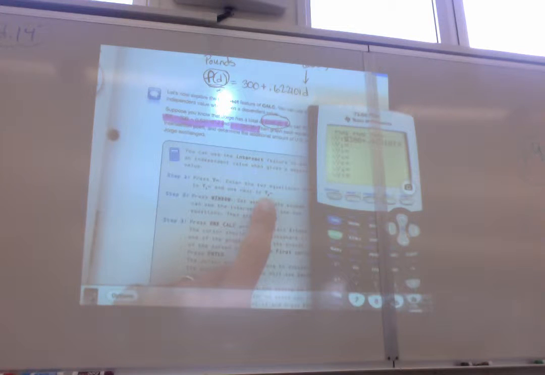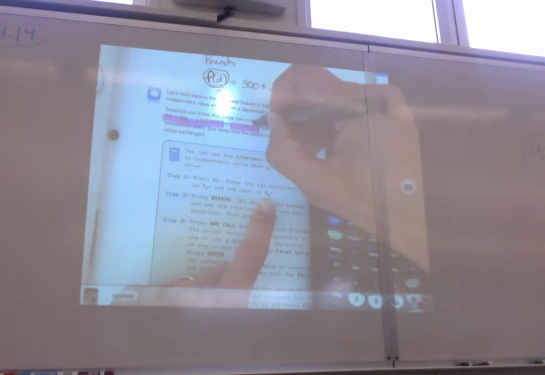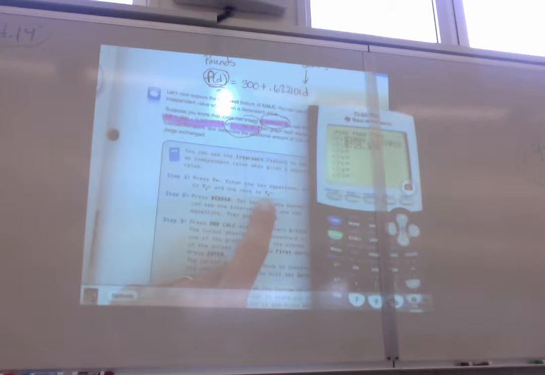What is the next equation? Look at your problem. Look at my problem. I got them in pink. What are we going to put in y2? Y equals 725.35. Where'd we get that? They told us it. That's the amount of money George has.